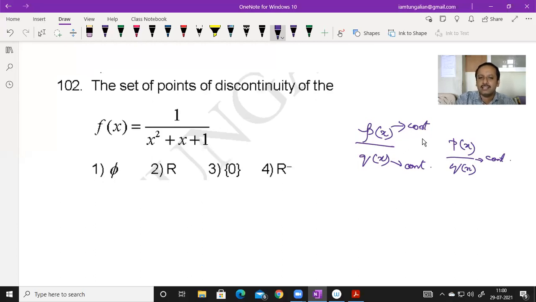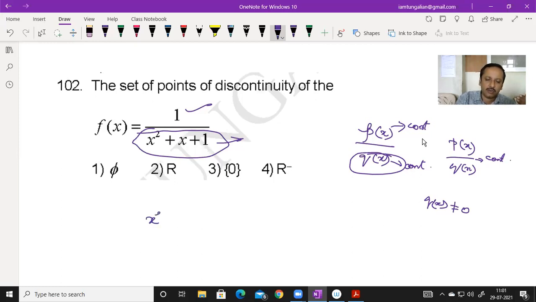What is that condition? The condition is that the denominator should not be equal to zero. So this function, 1, is continuous everywhere. X square plus x plus 1 is also continuous everywhere. Now this function f of x, 1 by this, will be continuous everywhere, provided the denominator is non-zero. So what we should do is identify where the denominator becomes zero. At all those points where the denominator is zero, it will be discontinuous. Everywhere else, it will be continuous.